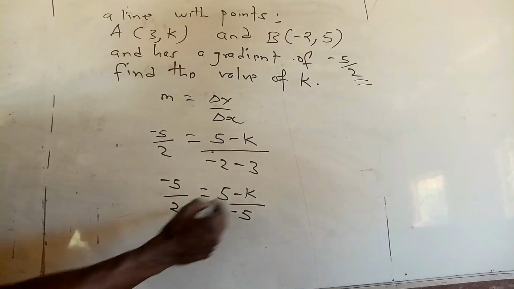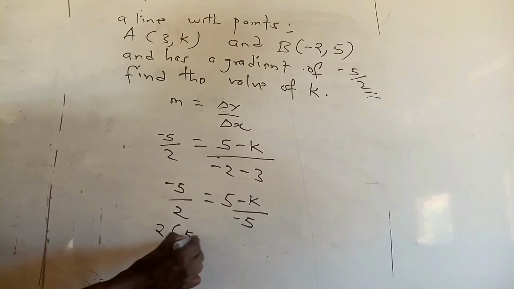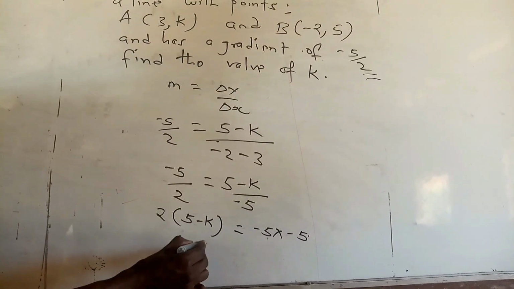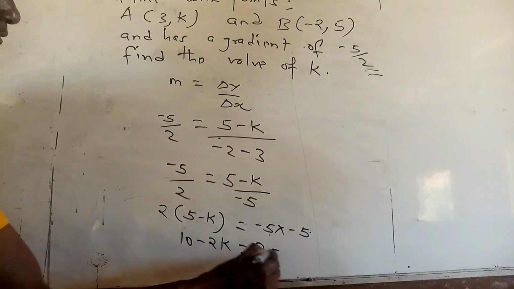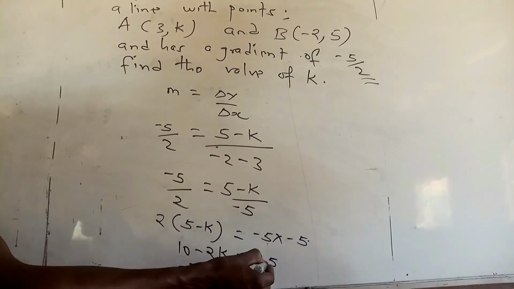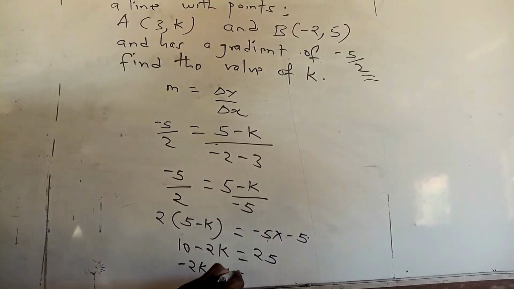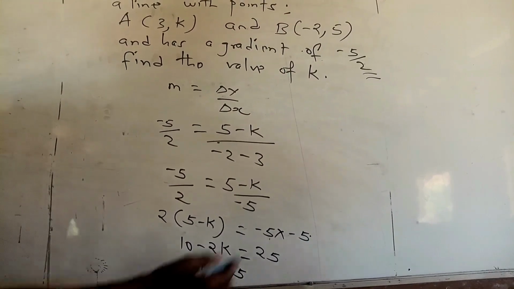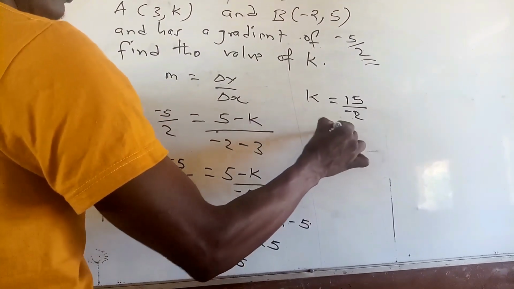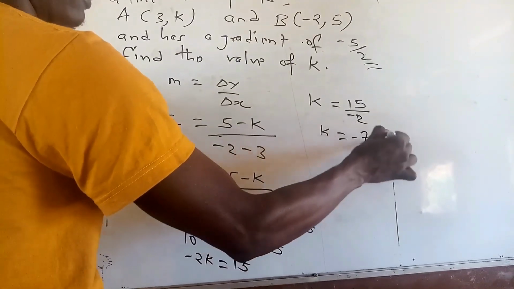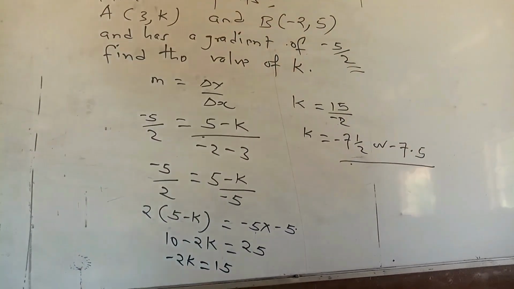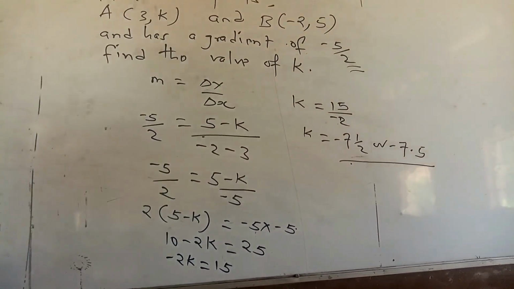If you cross multiply this, you'll get 2 into bracket 5 minus k is equal to negative 5 times negative 5. Of course, this one gives us 10 minus 2k is equal to 25. Then we'll have negative 2k is equal to, take this 10 to the other side, it becomes 25 minus 10, which is 15. Then divide both sides by negative 2, so our k will be 15 divided by negative 2. So this one gives us k as negative 7.5. So it means that the value of k there will be negative 7.5.